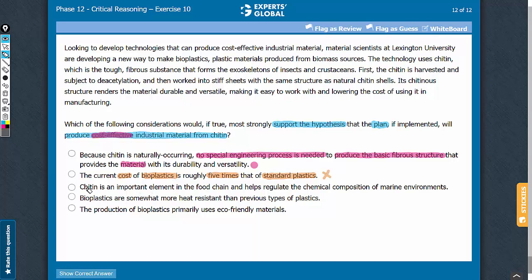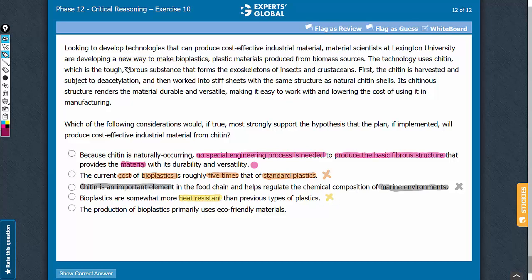Answer choice C. This answer choice talks about the importance of chitin in marine environment. However, the conclusion is related to the cost effectiveness of using chitin to produce industrial material. So this answer choice is just a statement of fact and has no bearing on the argument. So let's eliminate this answer choice. Answer choice D. The argument is concerned with a new way of producing bioplastics, whereas this answer choice talks about the characteristic of bioplastics and plastics with respect to their heat resistance. So this answer choice again is just a statement of fact and has no bearing on the argument. So let's eliminate this answer choice.